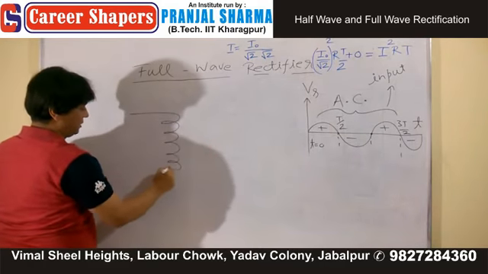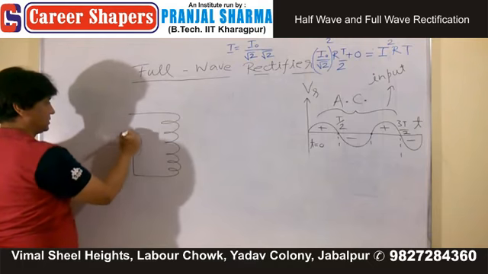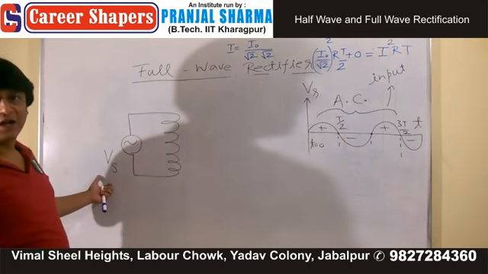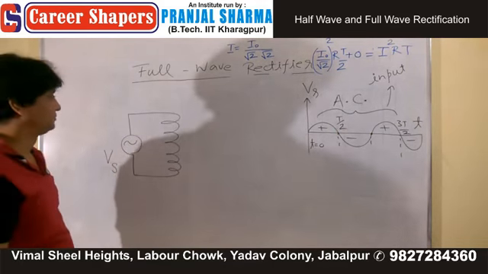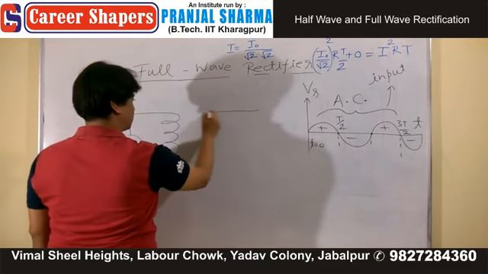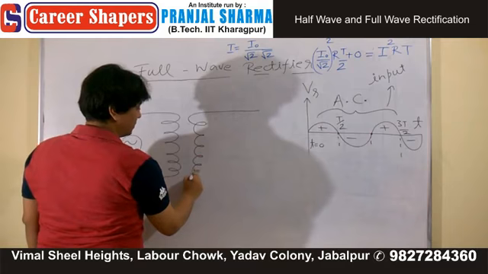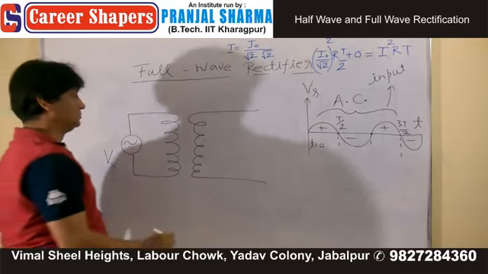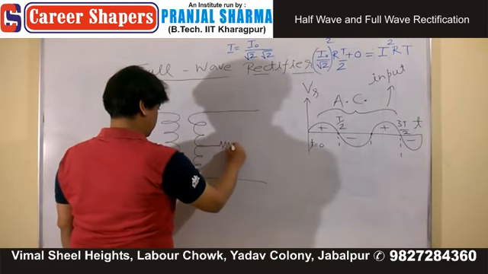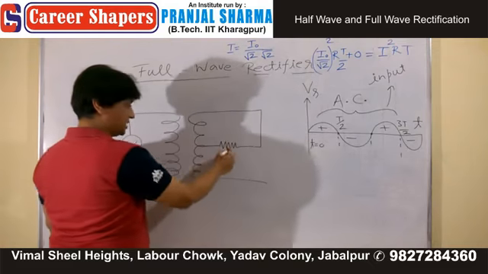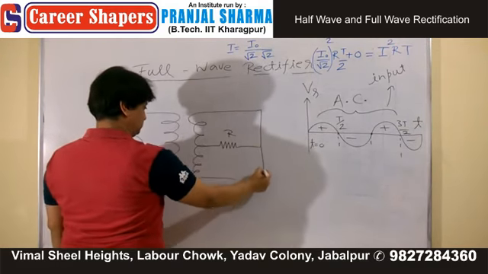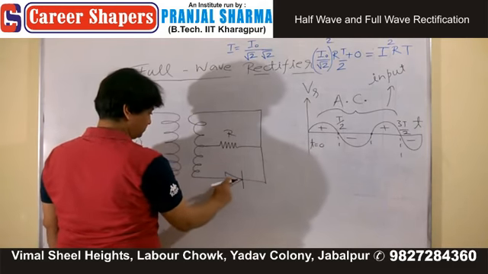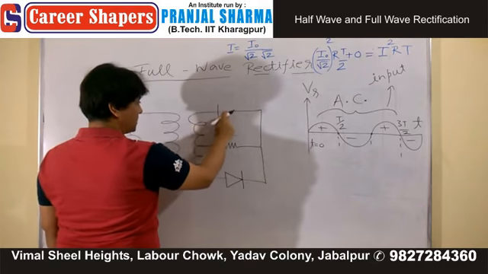This is your primary coil, source, Vs for source, same source. Now, this is your secondary coil. What you did, you connected a resistor like this, and your diodes are present in these arms.